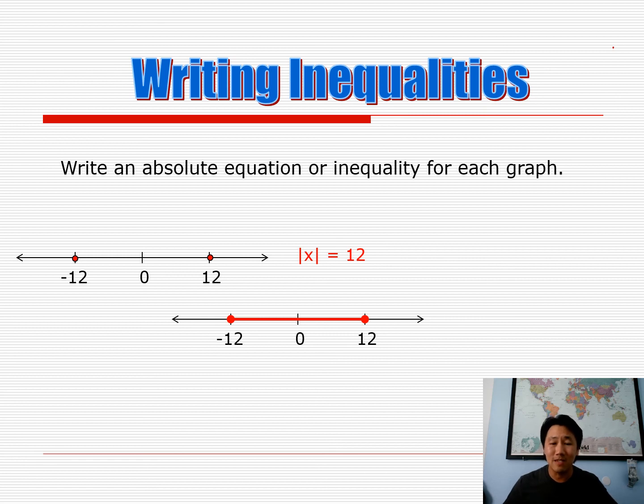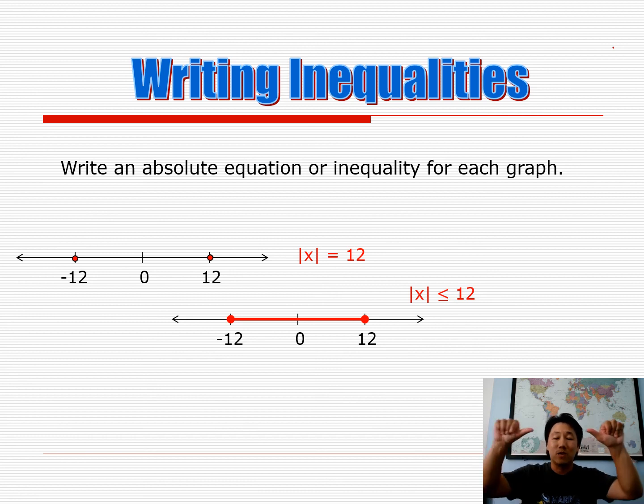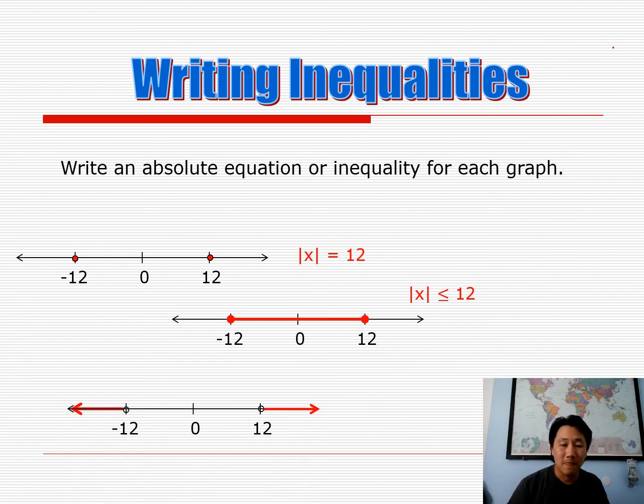This is kind of the same thing, except you have shading in between. How do you think that's going to change our equation, or actually our inequality? When you got the two dots and then they shade in. There it is. The absolute value of x is less than or equal to 12. When you go in, less than or equal to 12. What about this one? What about when they go away from each other? There it is. The absolute value of x is greater than or equal to 12.